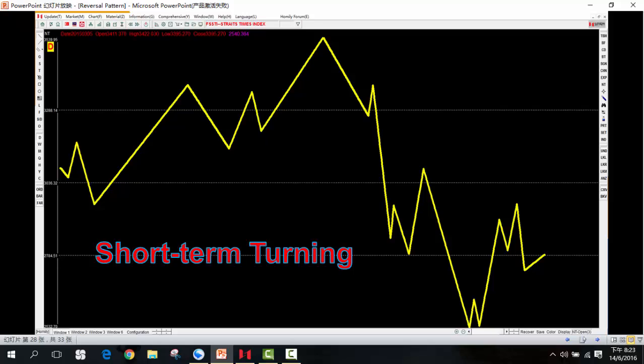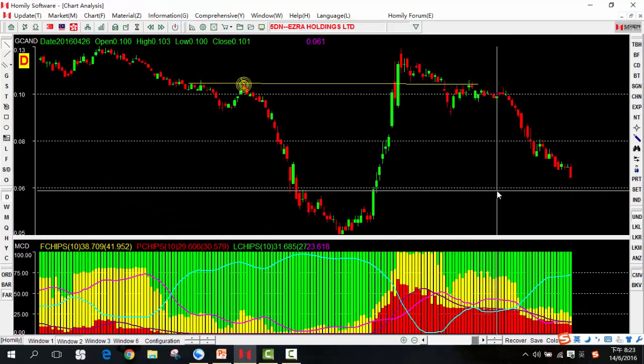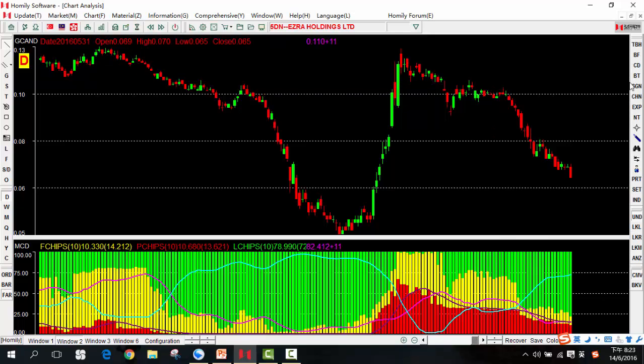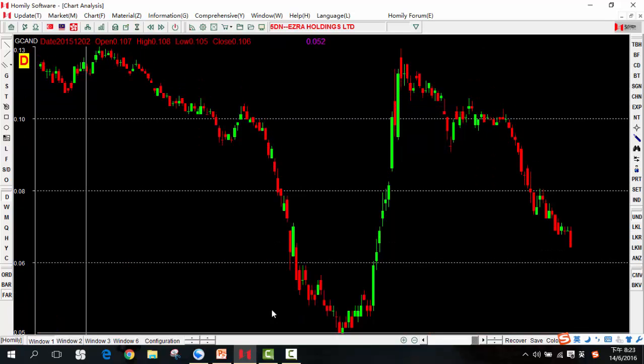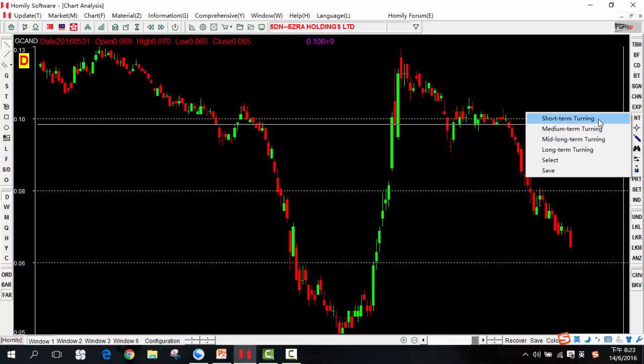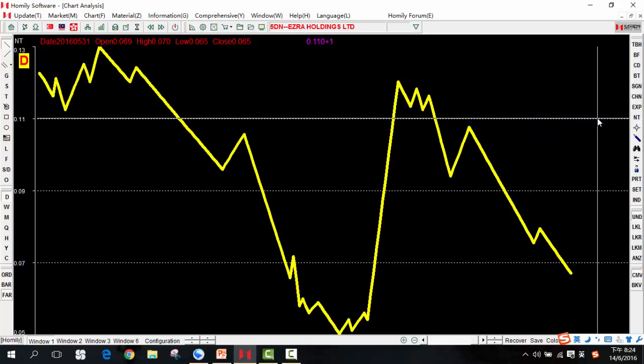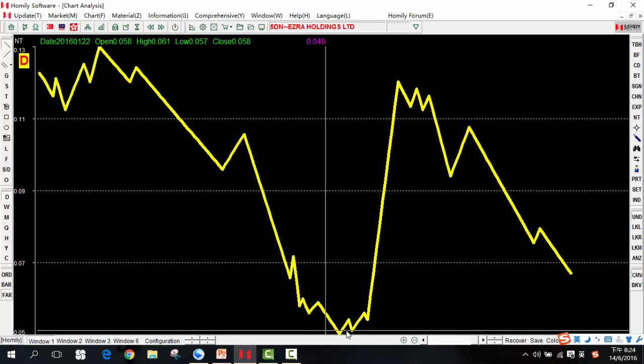Okay, so we can see this pattern. Which pattern? Double top, right? Double bottom. So this one, which pattern? No pattern, right? How about this one? Then, okay, how to find this one? We should click, we can click this one, then short-term turning. Okay, so which pattern is this here?